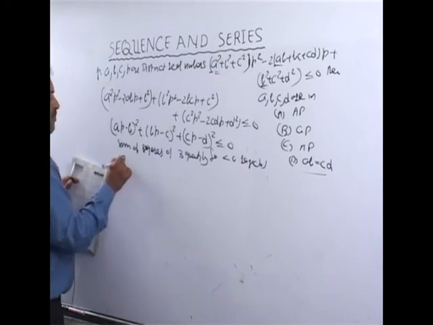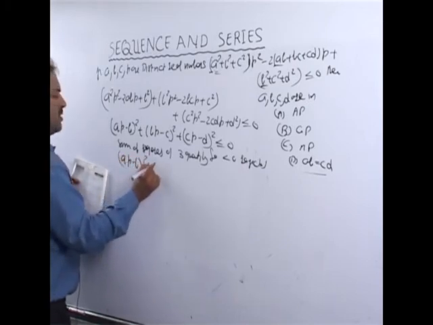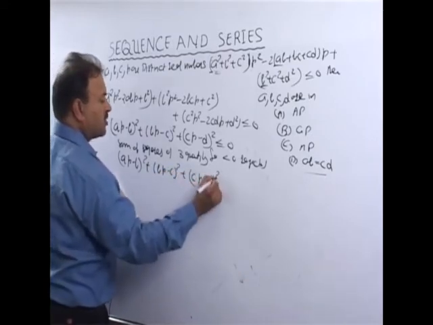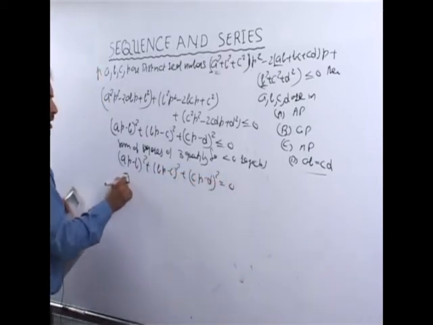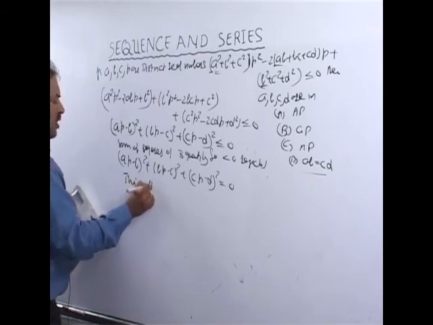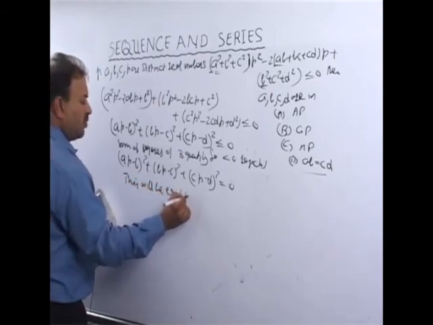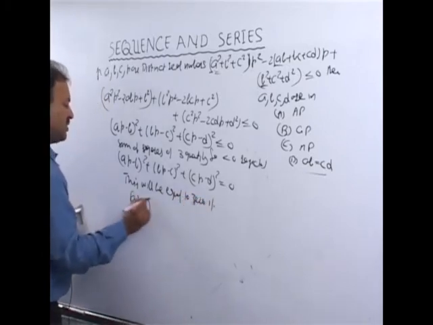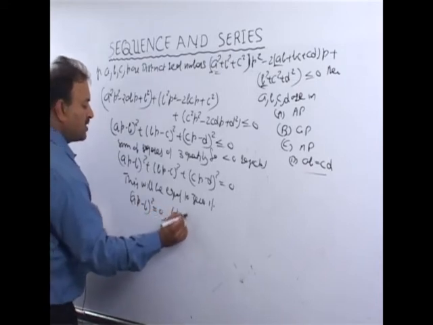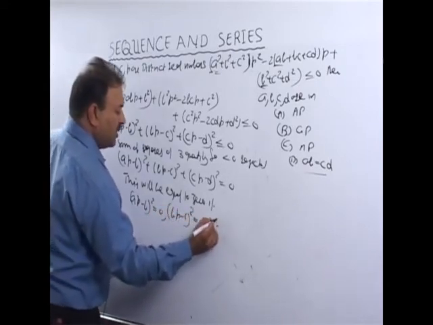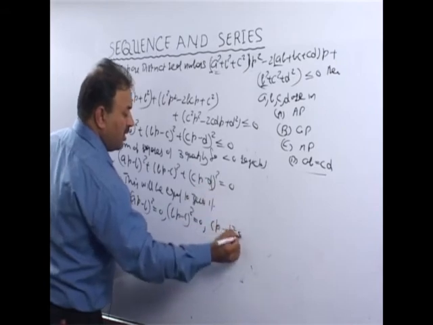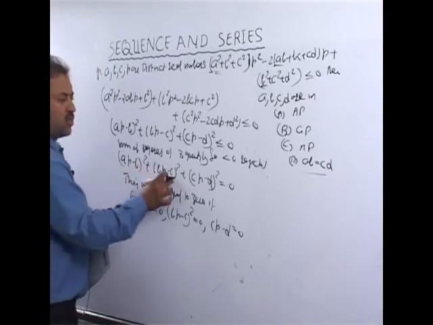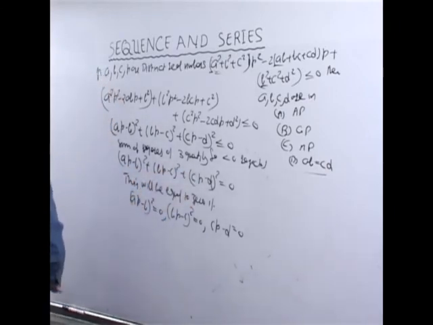Now it is (ap minus b) the whole square plus (bp minus c) the whole square plus (cp minus d) the whole square is equal to 0. This will be equal to 0 if (ap minus b) the whole square is equal to 0, (bp minus c) the whole square is equal to 0, and (cp minus d) the whole square is equal to 0. That is, when the first quantity is 0, the second is 0, and the third is 0.